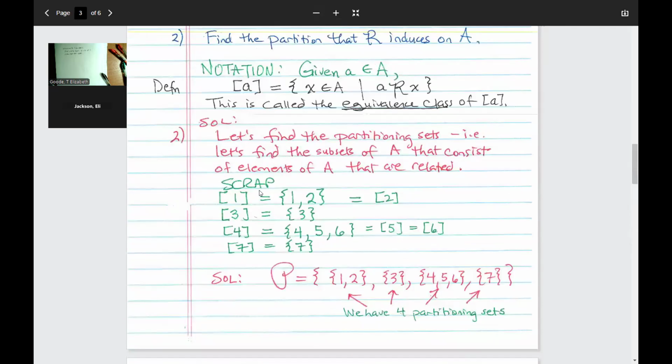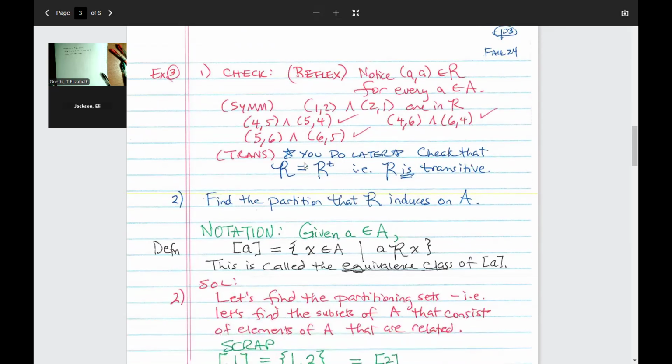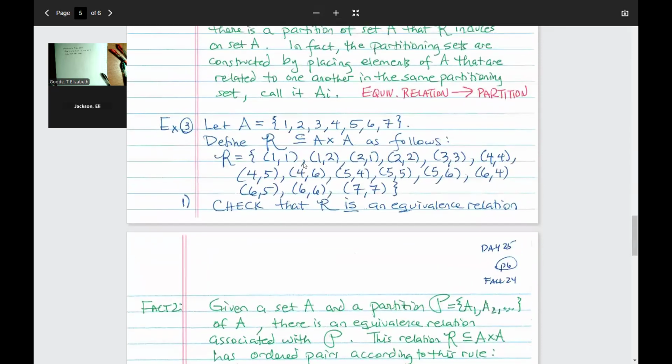So that's what this page was supposed to be, that page. We checked reflexivity. (A, A) is in there for every A. The (1, 1), (2, 2), (3, 3), (4, 4), (5, 5), (6, 6), (7, 7) were all in the relation. The symmetry, these pairs were all paired up in there. And then the transitivity was a do later. It is a transitive set. You can trust me that this is a transitive set.